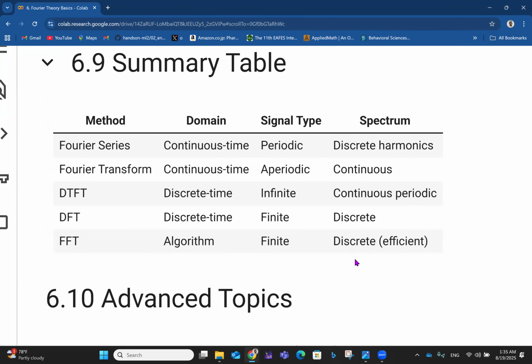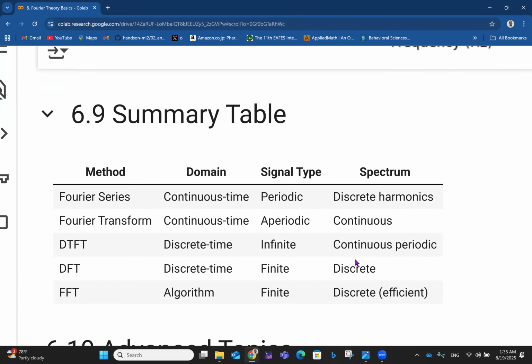So for the summary, right? What have we been talking about? If you talk about Fourier series, it's good for continuous time and periodic signal type. Then the spectrum has discrete harmonics. Fourier transform is also good for continuous time, but for aperiodic signals. So Fourier series for periodic signals, Fourier transform for aperiodic signals, and the spectrum is continuous.